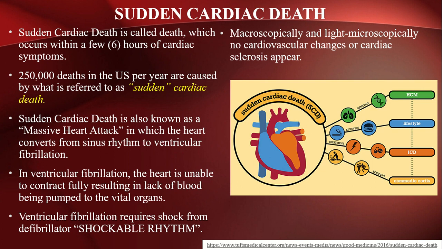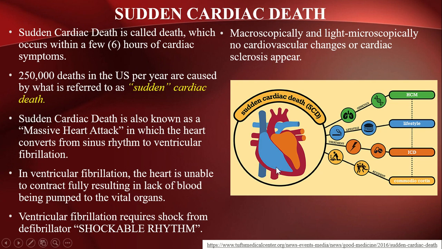Sudden cardiac death is death which occurs within 6 hours of cardiac symptoms. 250,000 deaths in the United States per year are caused by what is referred to as sudden cardiac death. It is also known as a massive heart attack, in which the heart converts from sinus rhythm to ventricular fibrillation. In ventricular fibrillation, the heart is unable to contract fully, resulting in lack of blood being pumped to the vital organs. Ventricular fibrillation is a shockable rhythm requiring a defibrillator shock. Macroscopically and light microscopically, no cardiovascular change or cardiac sclerosis appears.